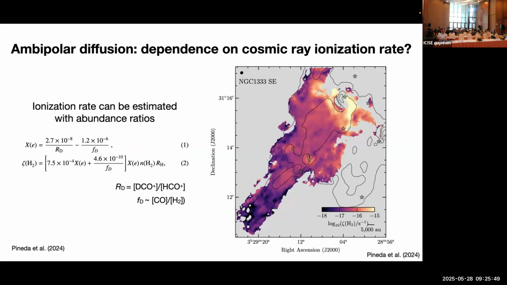Ionization rate can be estimated from the abundance ratio of some combination of molecules. These are based on chemical modeling. For example, a ratio between DCO+, HCO+, and CO. From that, we can estimate the ionization fraction or ionization rate. So here is previous work toward NGC 1333. They show the ionization rate can change by more than an order of magnitude across the cloud.